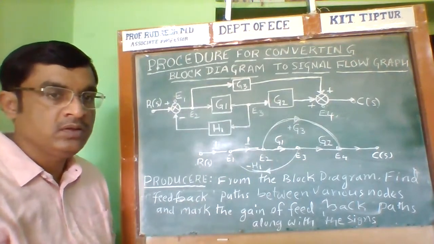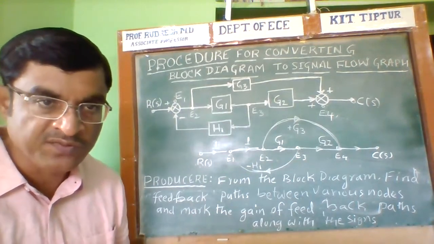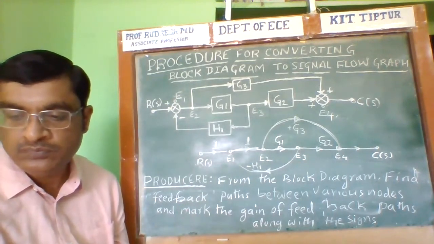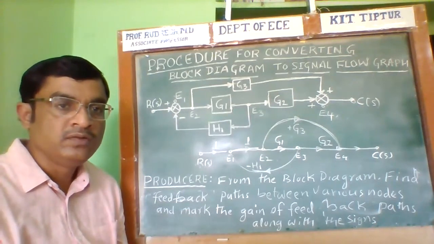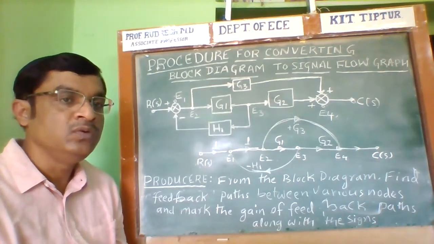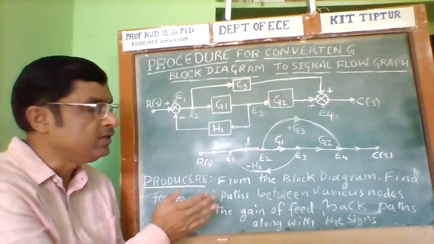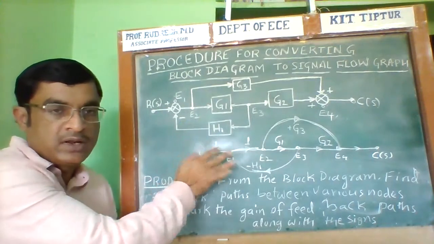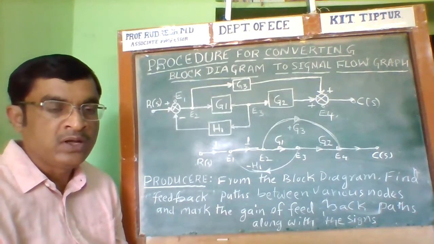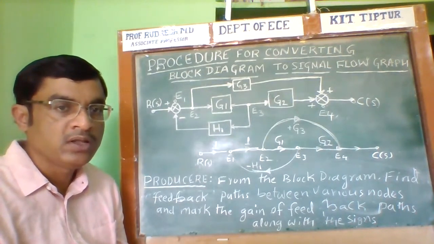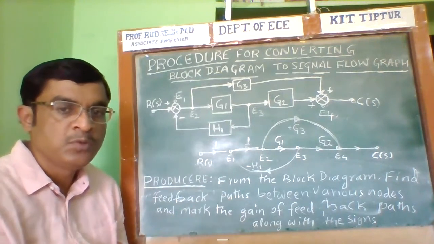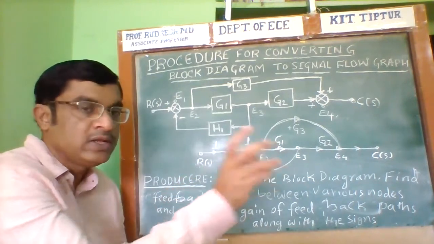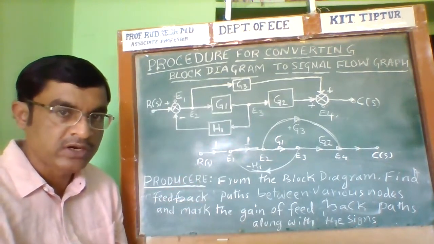This is the next step of construction, and these are the usual general steps used for constructing the signal flow graph from the block diagram. Because in the block diagram and signal flow graph, both methods can be used for finding the overall gain of the system. Both the methods.